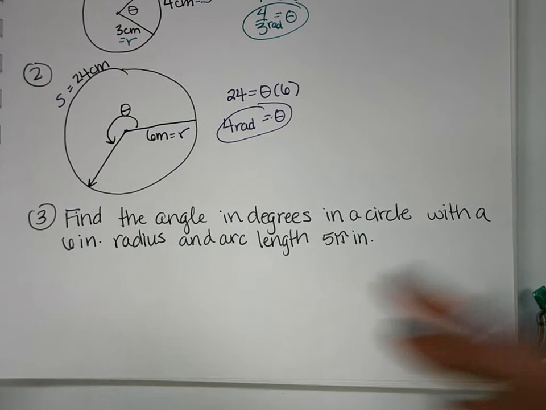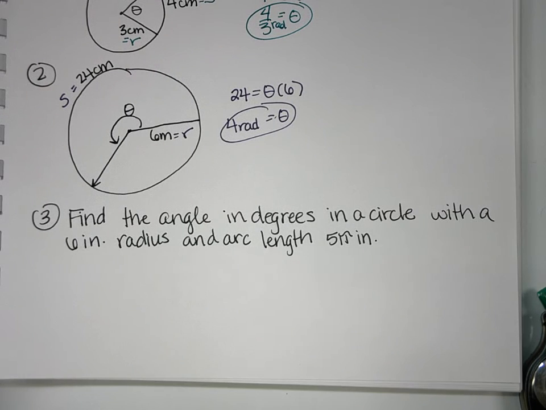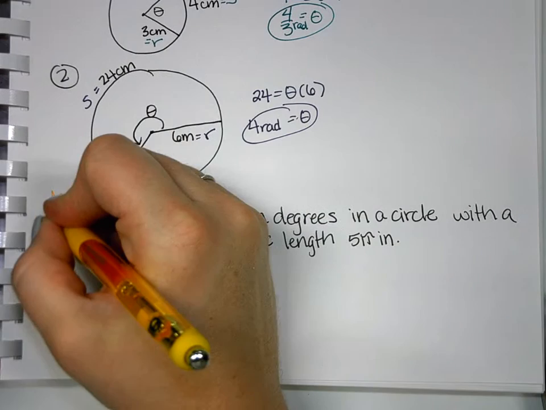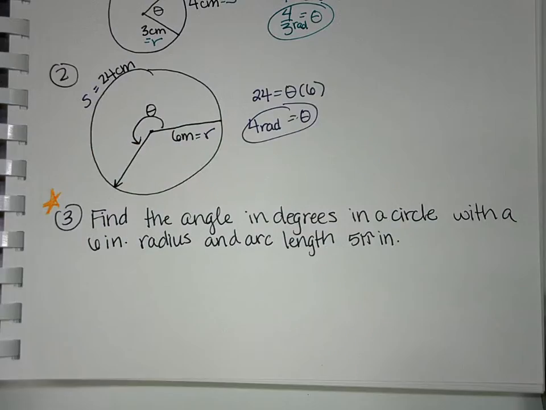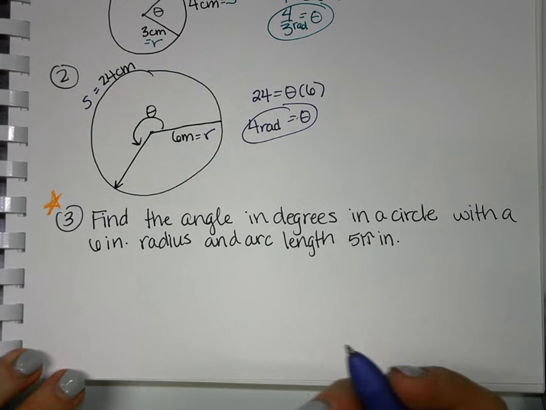So this one, I want you to put a little star next to it, because this is one that's like a test question. So put a little star or mark or highlight, because this one is similar to a test question where it's going to be written in words and you have to be able to draw the picture and then solve for whatever you need to solve for.